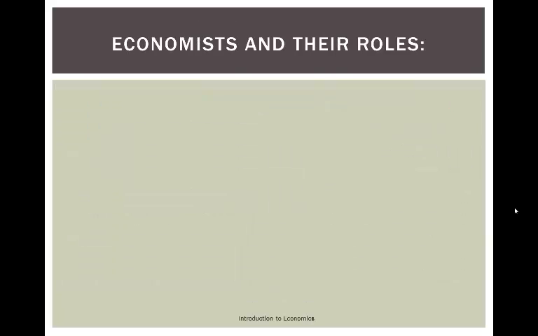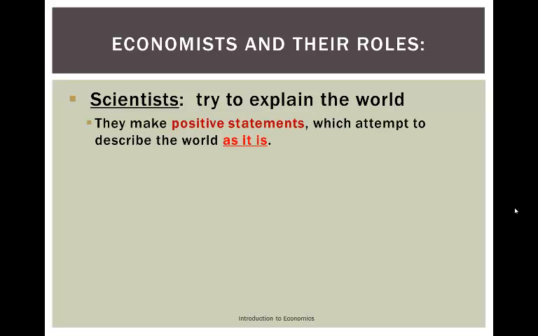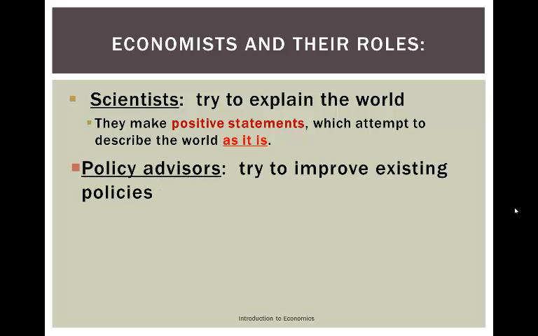Let's talk about economists and their roles. We say that economists play two different roles. Economists can play a role of scientists, those who try to explain the world, and those scientists will make positive statements which attempt to describe the world as it is. Those scientists usually work at universities. They do research that tries to explain the world, looks at some maybe causal relationship between one thing and another thing. What causes what, and how one thing turns into another, and whether one thing leads to another. So those scientists will make positive statements. How things work, that's what will be described by scientists in positive statements.